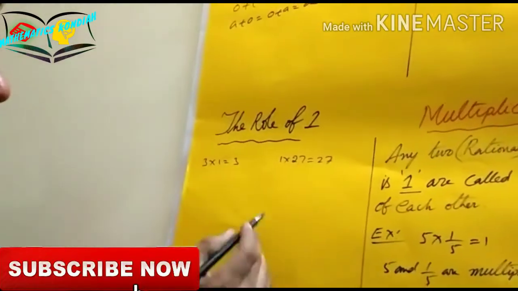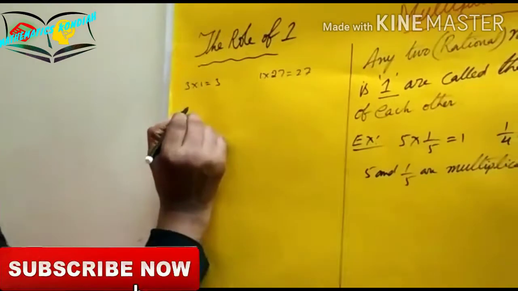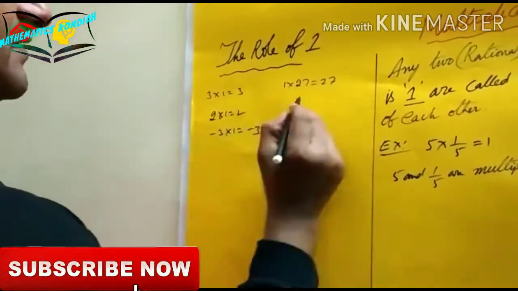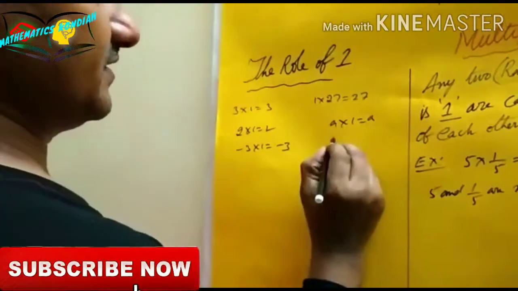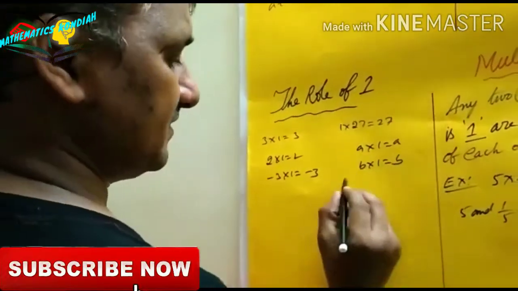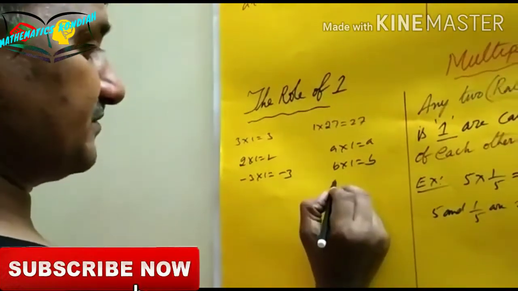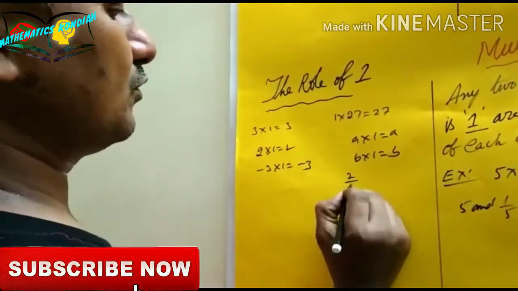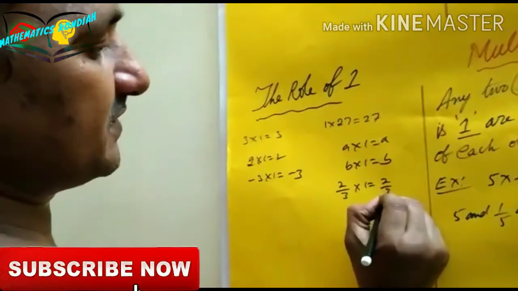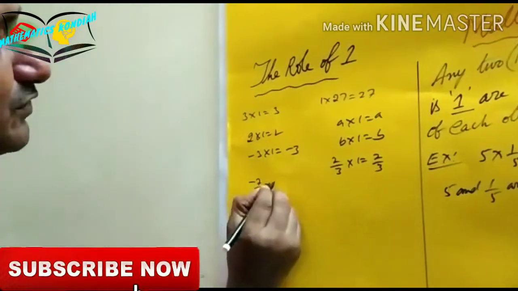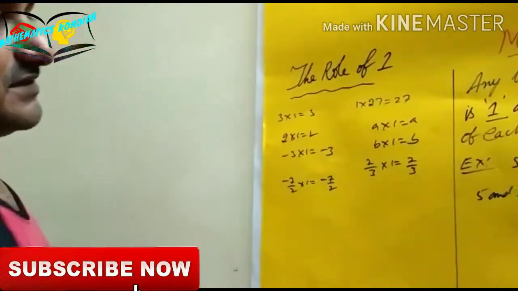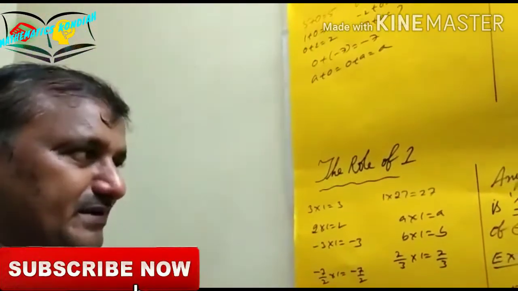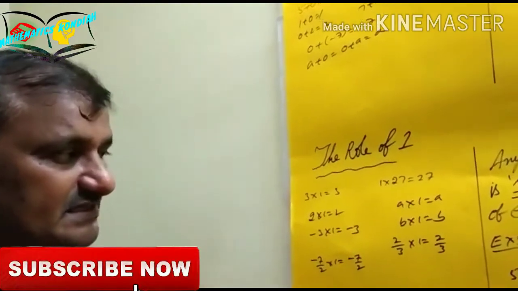You take any number with 1 under multiplication. For example, 2 into 1 is equal to 2, minus 3 into 1 is equal to minus 3. Therefore, A into 1 is equal to A, and B into 1 is equal to B. At the same time, 2 by 3 into 1 is equal to 2 by 3, and minus 7 by 2 into 1 is equal to minus 7 by 2. This is the role of 1. Under multiplication, if you take any number with 1, the result is itself.